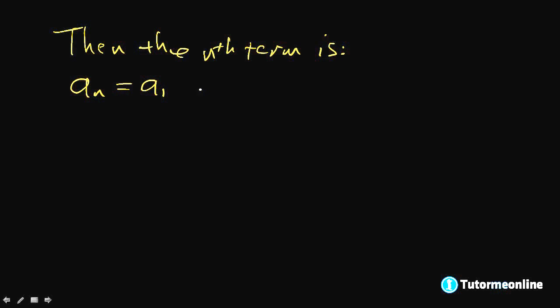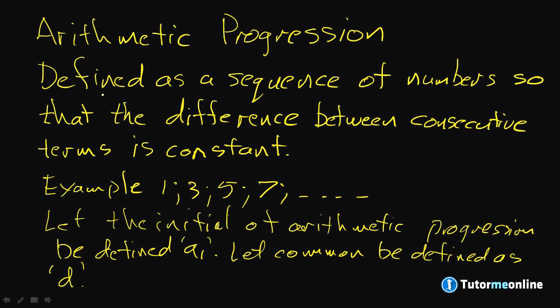Then we can say the nth term is: An, which is the nth term, is equal to A1, which is the first term, plus n minus 1 times the common difference. Now this is a very easy and powerful formula to calculate the nth term of an arithmetic progression, and we can see that it is derived purely from logic within our definition of an arithmetic progression.